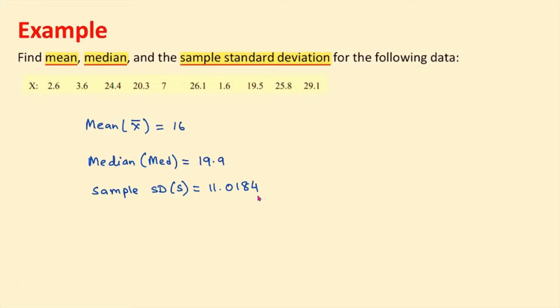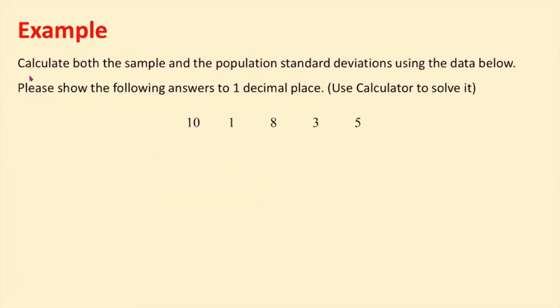Let's look at one more example, which is quite similar to this one. Here we have calculate both sample and population standard deviation. So we are looking for sample and also population standard deviation. So as discussed in the previous problem, sample standard deviation will be denoted by S and population standard deviation will be denoted by the lowercase Greek letter sigma. And we are asked to show the following answer to one decimal place. And we are also solving this using calculator. So first we need to enter this data in our TI-84 calculator.